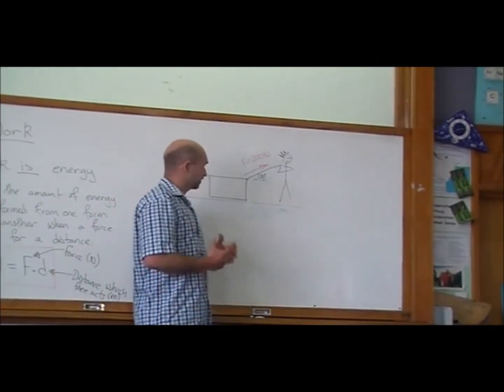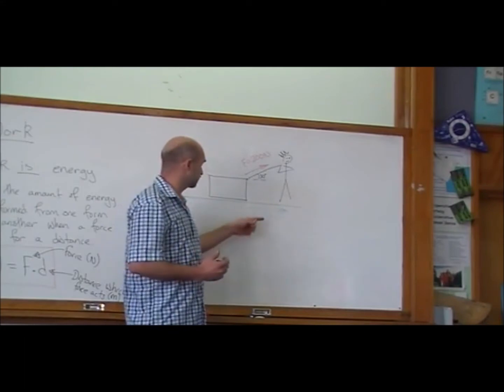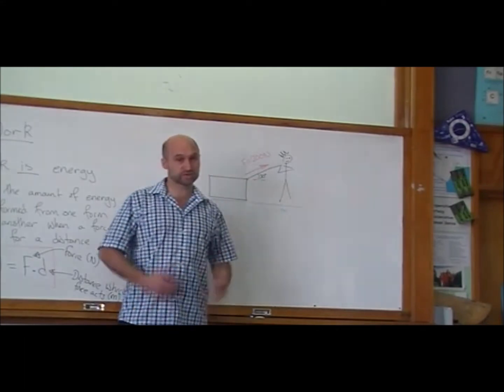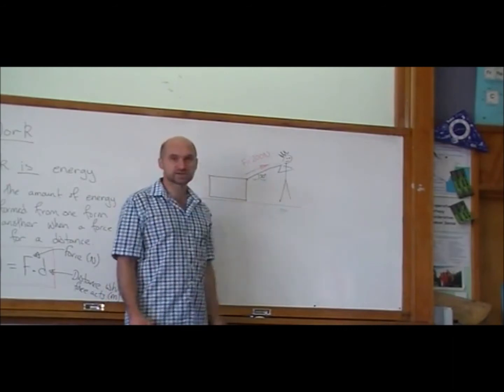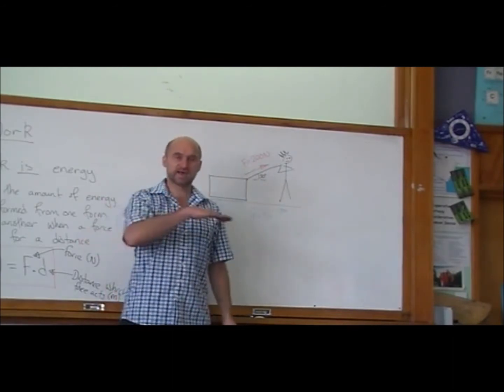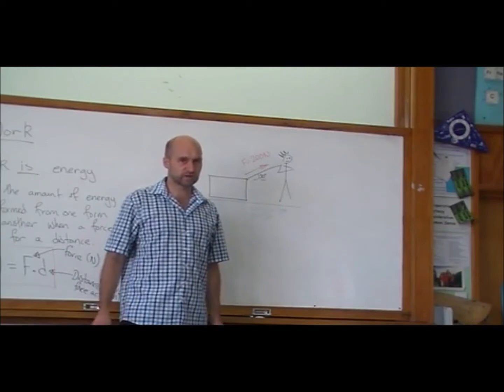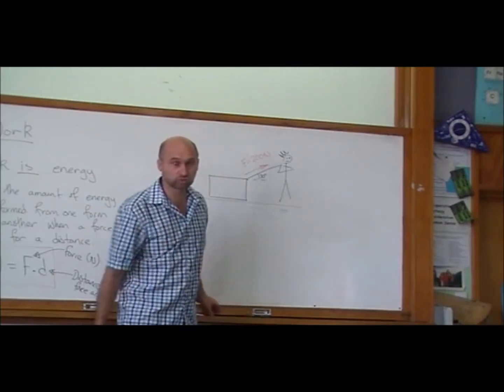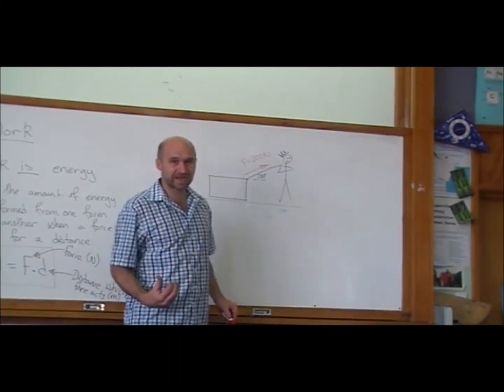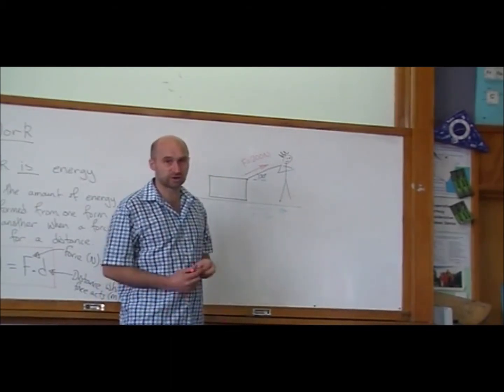But the trick is that we can't just go 5 times 200 to get 1,000. That's not the work done. What we're interested in is the force that acts in the same direction as the distance. So we're going to need to draw a triangle and calculate off that component of the force.